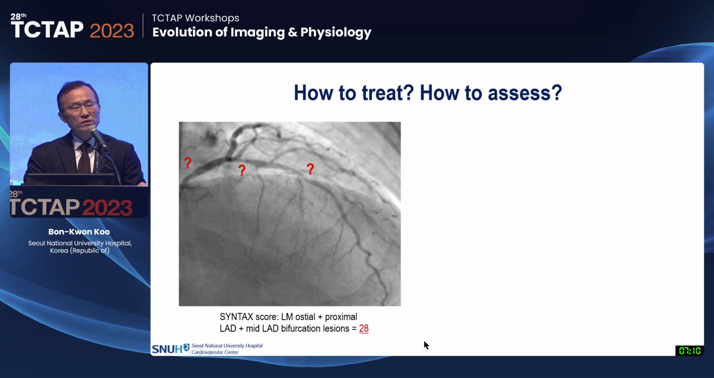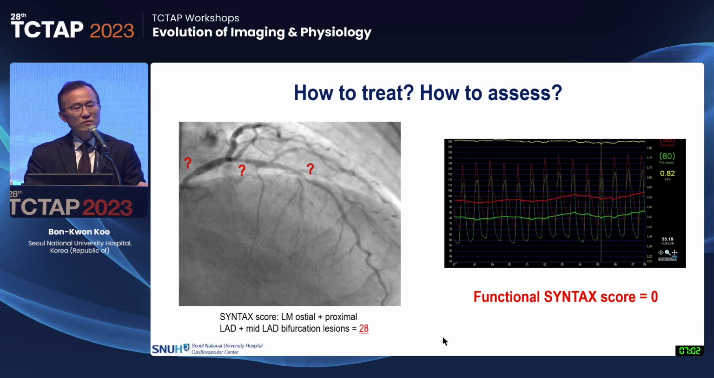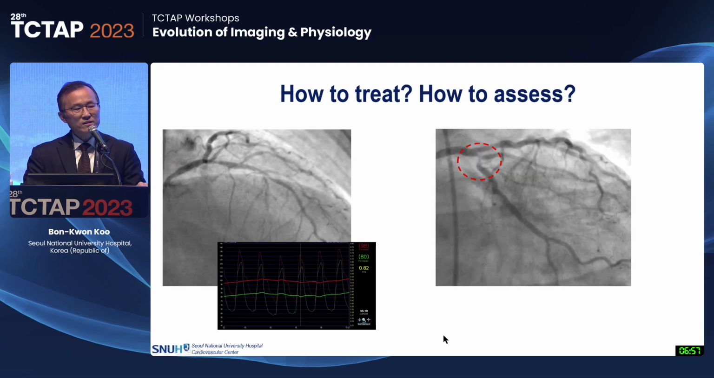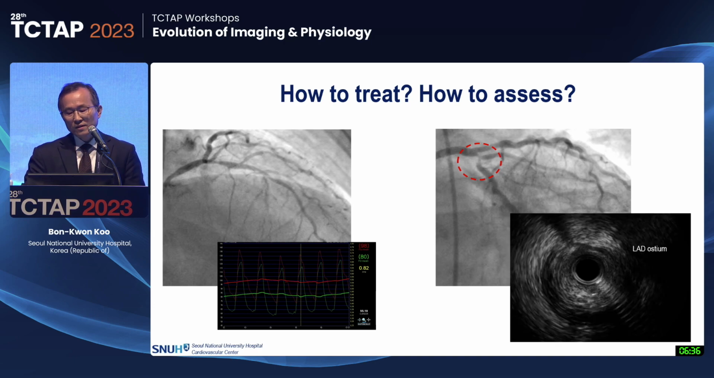But there's one way you can be a magician in the cath lab, which is to use physiology in this case, which makes 28 to 0. FFR 0.82, and now the functional SYNTAX score is 0. That doesn't mean that you can fix this lesion with only one stent, but at least I can start by focusing on the circumflex lesion. For treating the circumflex lesion, one very important element may be whether this lesion touched the circumflex ostium or not. For that, I cannot use physiology, so I did the IVUS, and unfortunately, this lesion touched the circumflex ostium.